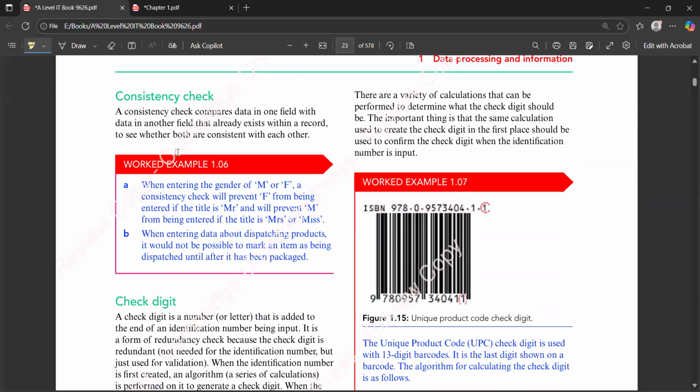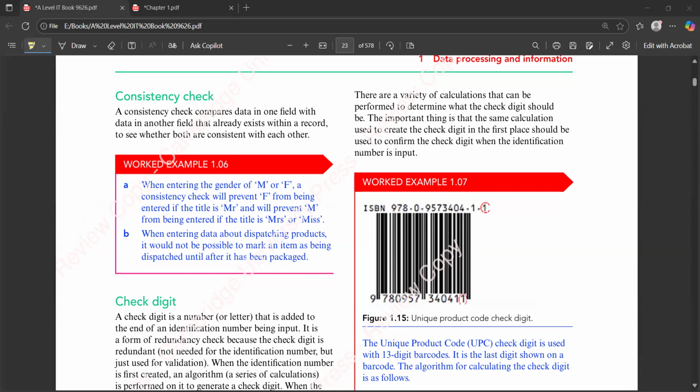Then we have the consistency check. A consistency check compares data in one field with data in another field that already exists within a record to see if both are consistent with each other or not. Have you seen when you are developing passwords, they ask you to type your password again twice, and they only accept it if your password written twice is the same.